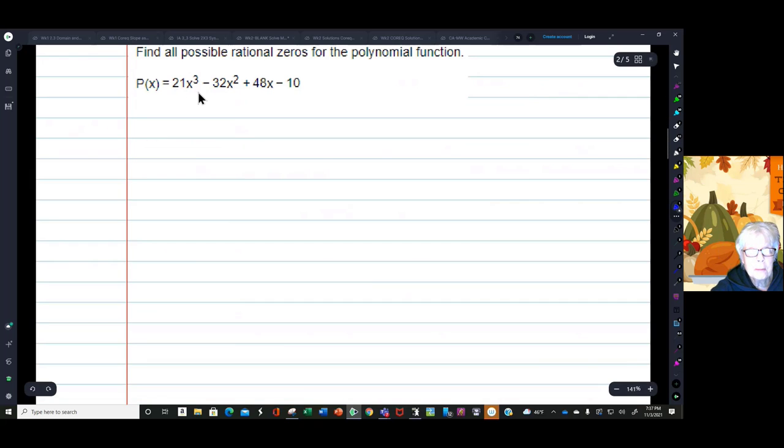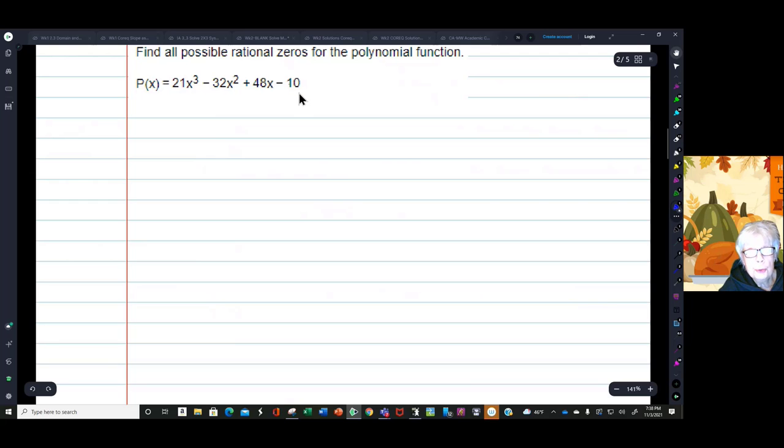Here we have a cubic polynomial. There is a long, ugly formula for factoring cubic polynomials, but I don't know it, and I don't know many people who have memorized it. So we're just going to go for broke here. You could try to factor this by grouping, but you'd quickly find out that you can't, I don't think.